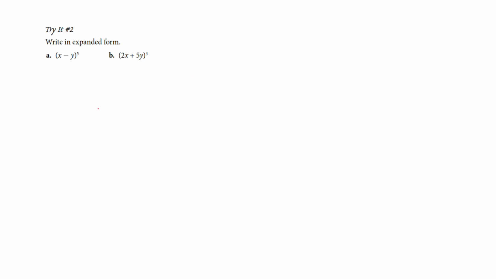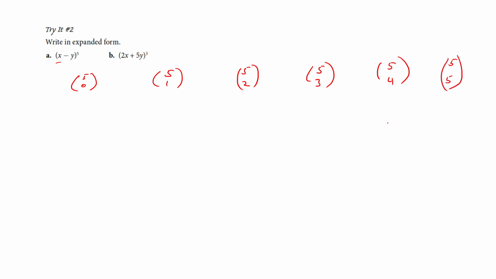Okay, so let's try some of these. Notice here we've got negative y. So here's what we've got. Our exponent is 5. So we're going to have 5 taken 0 and 5 taken 1, 5 taken 2, I should be saying, 5 taken 3, 5 taken 4, and 5 taken 5. I gave myself not enough room.